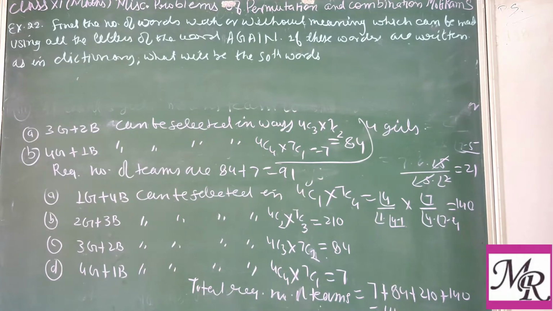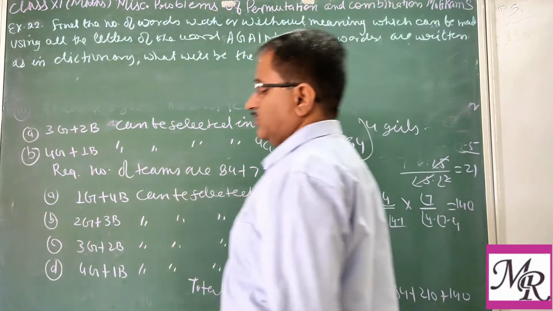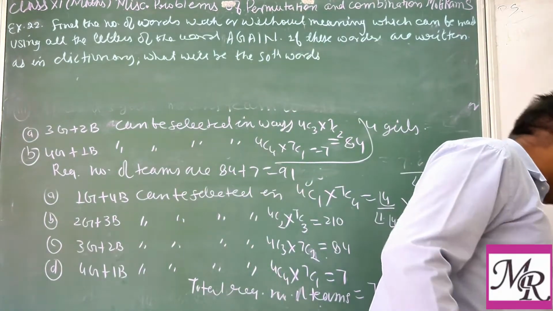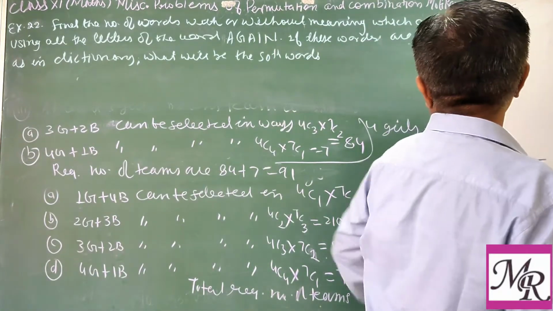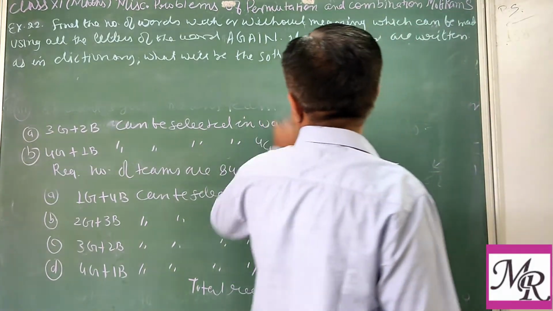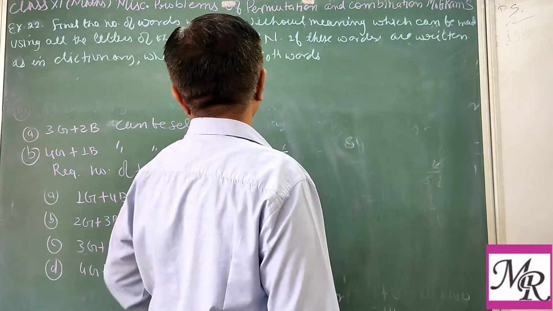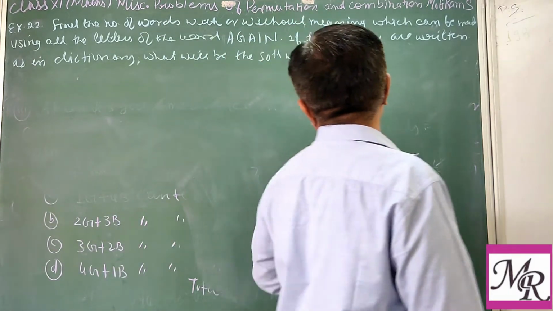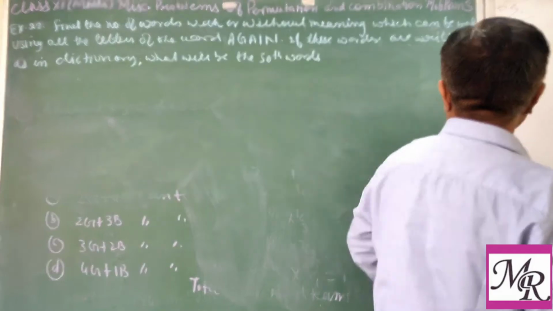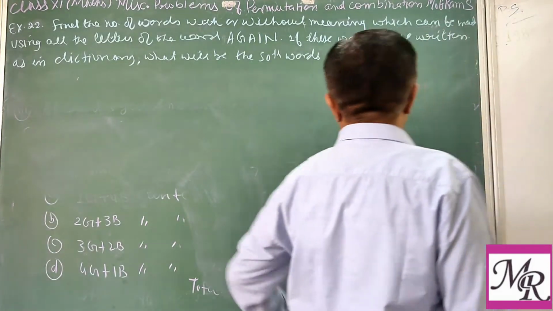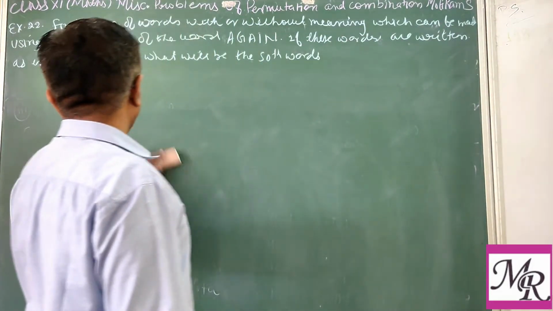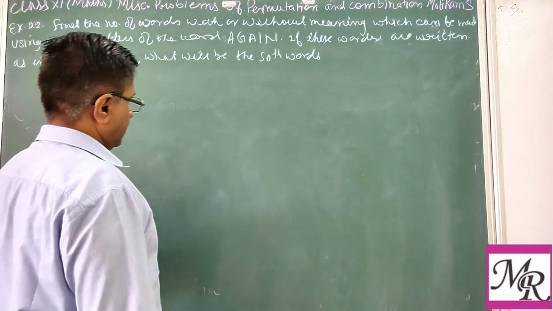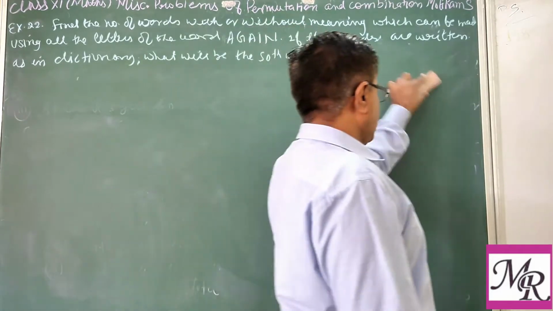So say find the number of words, with or without meaning, that can be formed by using all the letters of the word AGAIN. Now again, if these letters are written according to the dictionary, then which word will be the 15th word? So this is very important.